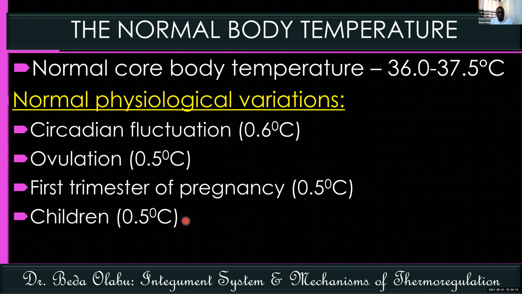Children also have a slightly higher temperature than adults. And we know that during exercise, the body temperature can be so high. And 0.5 there is actually just an example, but the body temperature, especially the rectal temperature during exercise, can even reach 40 degrees during exercise. You can also add maybe environmental temperature here that affect body temperature.